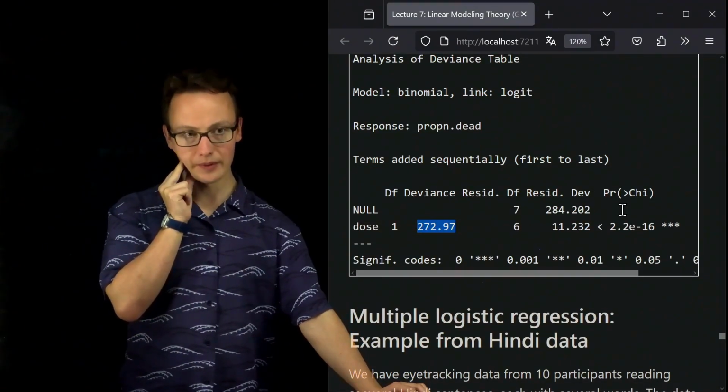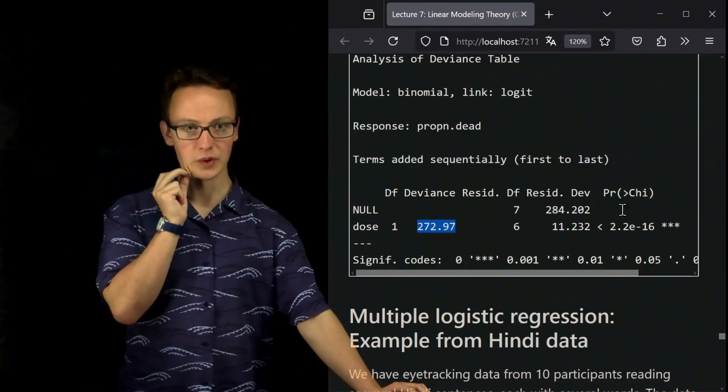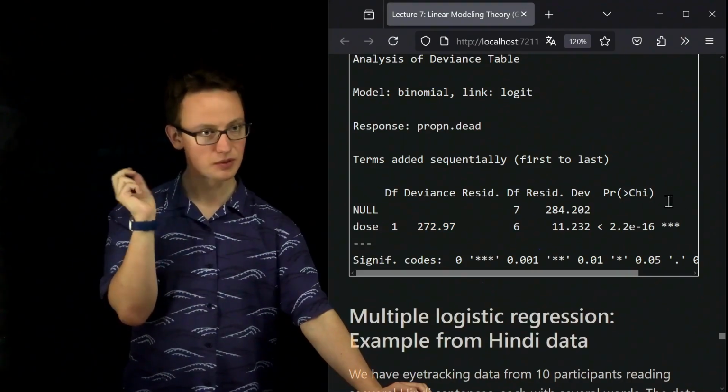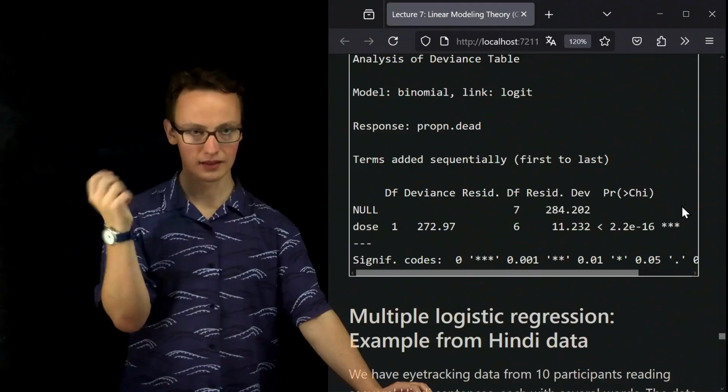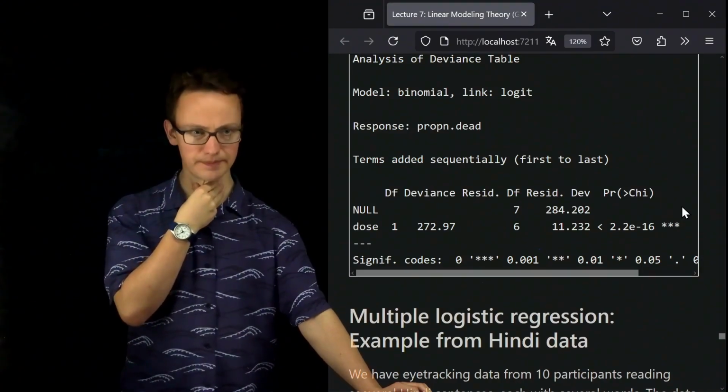Okay, so that was all about deviance and how we can use it to run significance tests on adding a predictor into a logistic regression.